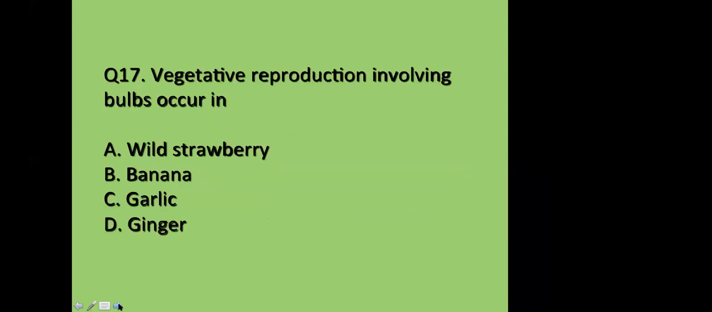So the next question is, vegetative reproduction involving bulbs occurs in wild strawberry, banana, garlic, or ginger?